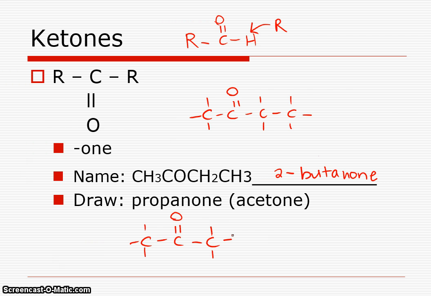I'm going to then fill in my hydrogens, and then it's done. I'm sorry, I said that if the O was here, it would be a carboxylic acid. I misspoke. I meant it would be an aldehyde like we just learned because this is the H group. So if we had put this oxygen here, it would have been an aldehyde, not a ketone.